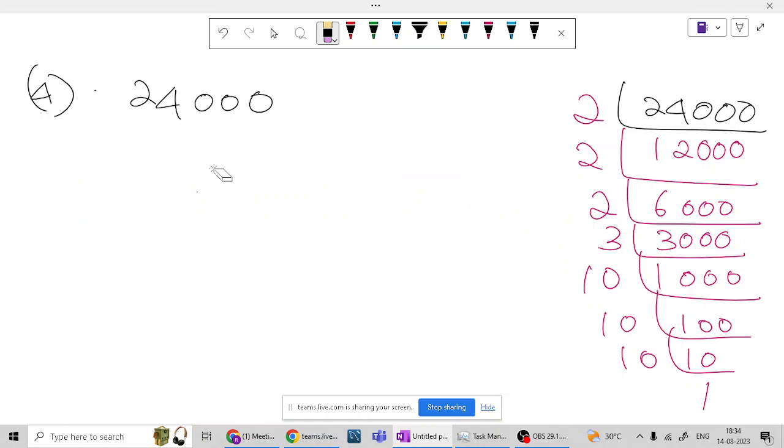The other way to do this is, how many zeros are present here? 3 zeros, sir. Can I write this as 24 into 1000? Can I split it?